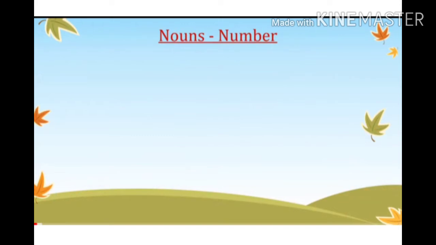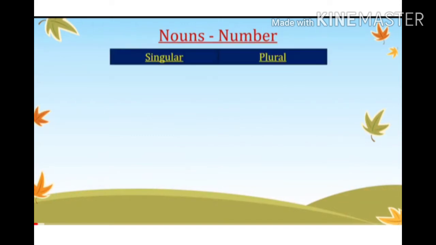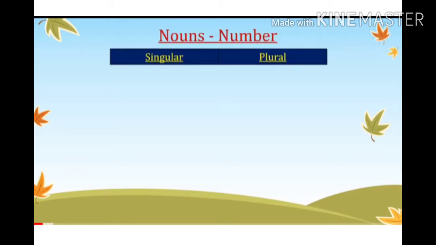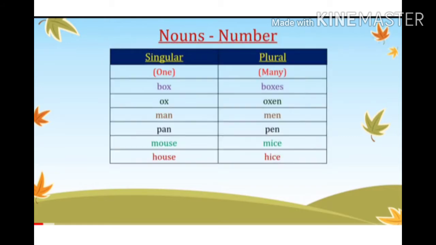Nouns on the basis of number can be classified as singular and plural nouns. Singular means one and plural means many. For example, if you have one book with you, you will call it a book. And if you have more than one, that means you have books. And in the same way, I have many more examples here. Let us have a look.